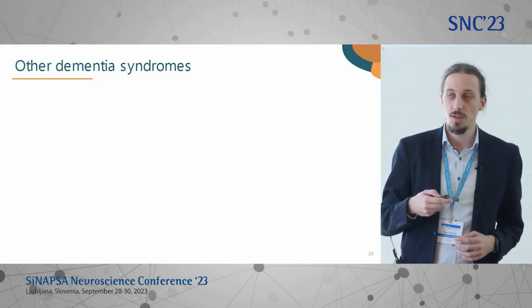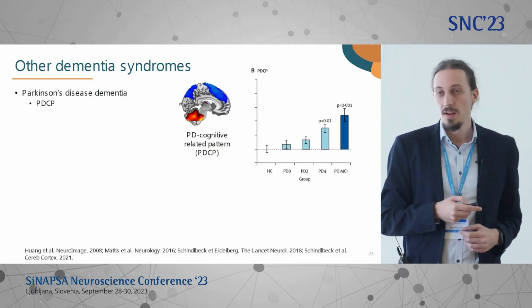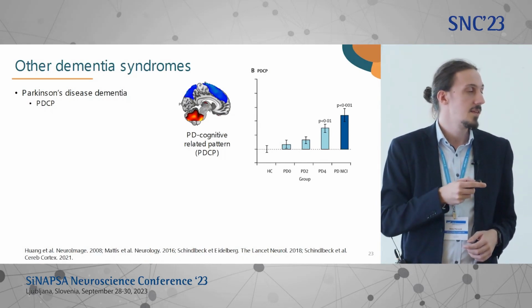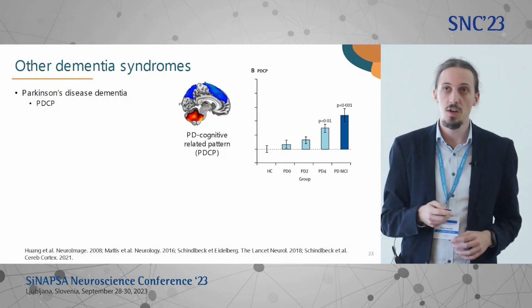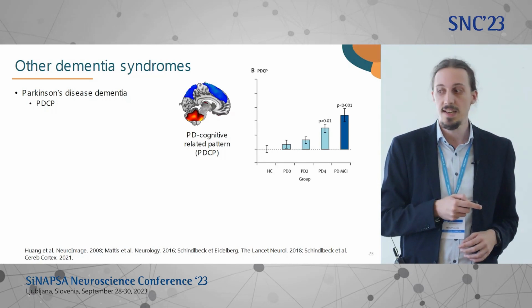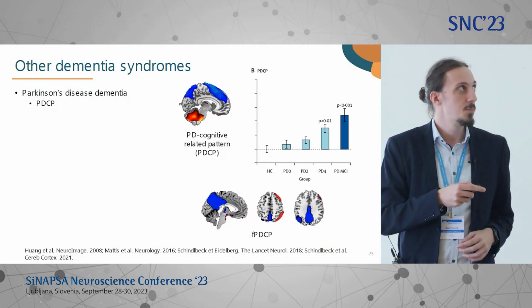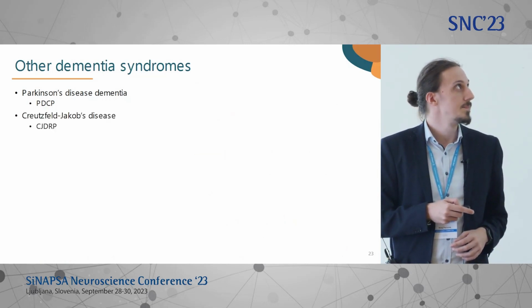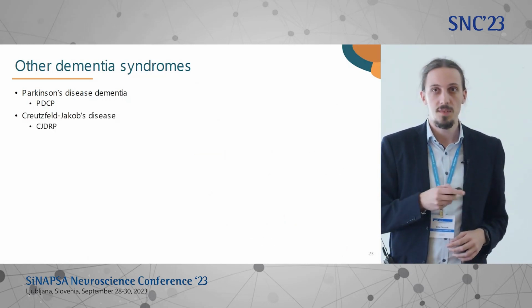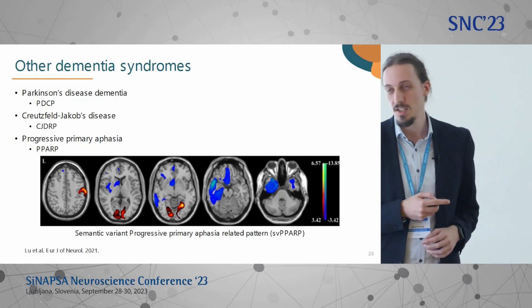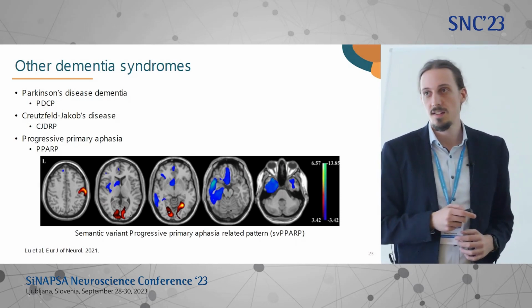Finishing with other dementia syndromes, in Parkinson's disease dementia, groups have studied the Parkinson's disease cognitive pattern, which increases already at the MCI stage. This topography has been replicated using resting state fMRI data. Similarly, a pattern was identified for Creutzfeldt-Jakob's disease and primary progressive aphasia, but these are just single studies currently out there.